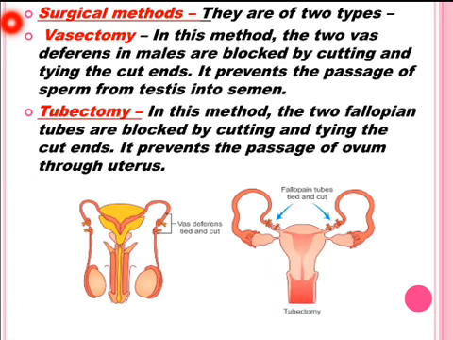Then there are surgical methods. They are of two types, vasectomy and tubectomy. Vasectomy is performed in males. In this method, the two vas deferens in males are blocked by cutting and tying the cut ends. It prevents the passage of sperm from the testes into semen. Tubectomy is performed in females. In this method, the two fallopian tubes are blocked by cutting and tying the cut ends. It prevents the passage of ovum into the uterus.